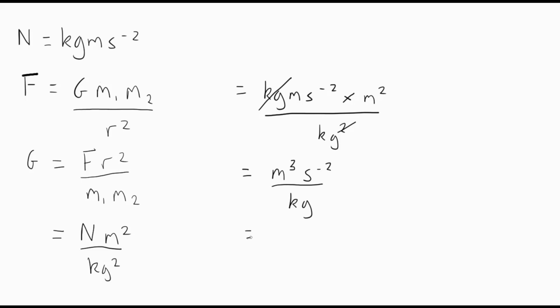Now, we don't normally leave it with the dividing sign like that. We would write it like this: meters cubed, s to the minus 2, kilograms to the minus 1. So the fundamental units for this constant G are in fact meters cubed times seconds to the minus 2 times kilograms to the minus 1.